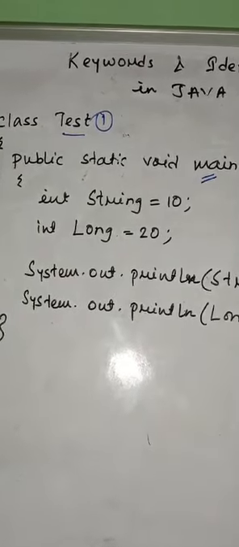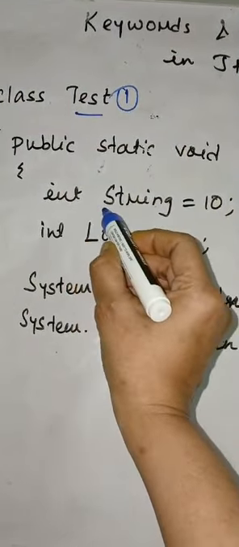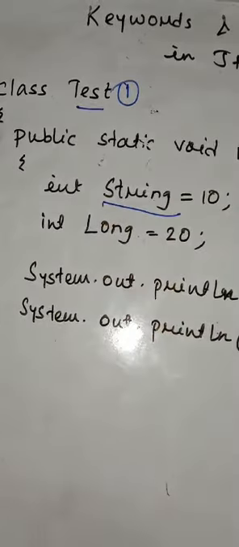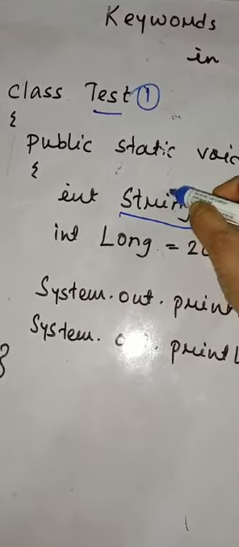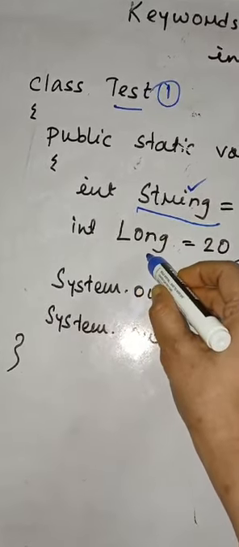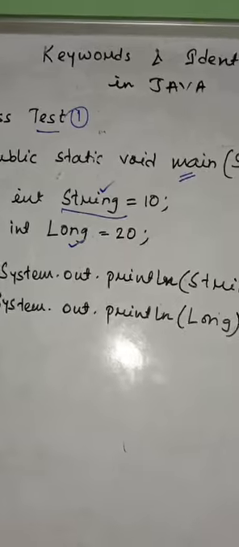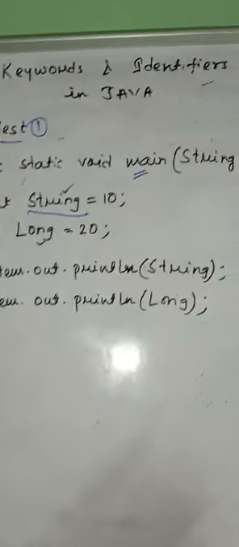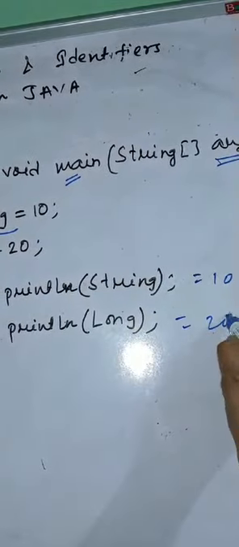Now you see int. I want to declare one variable, int String, with capital S String, which is a reserved class name. This is also a valid identifier. Int long, this is also one more valid identifier within my program. Now System.out.println, you print your string and you can print the long. So for this the output will be 10 and here the output will be 20.